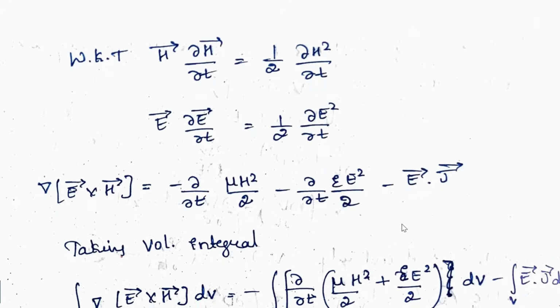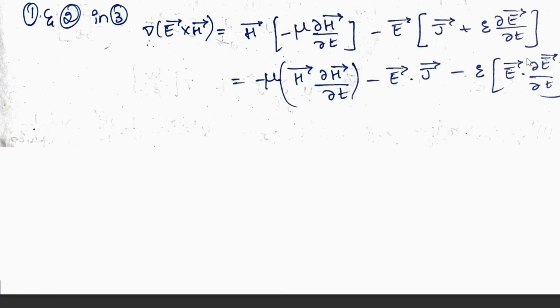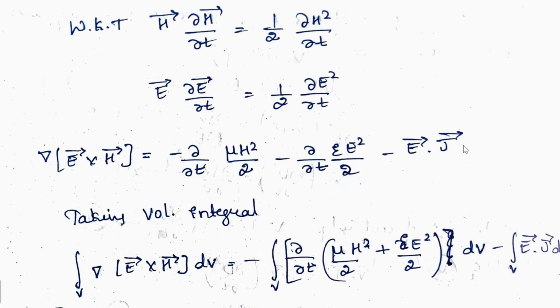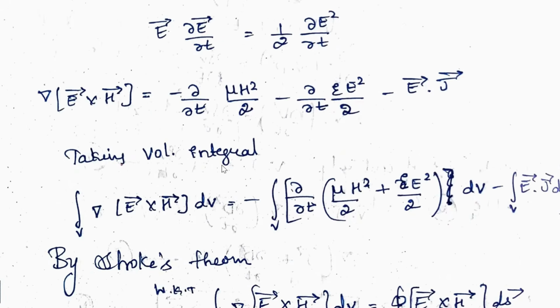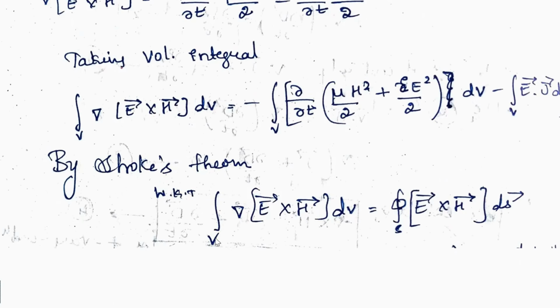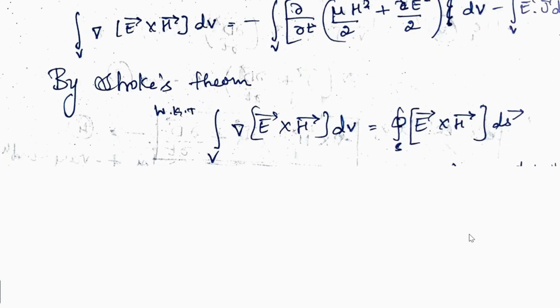We know that H vector dot dou H vector by dou t is half dou H squared divided by dou t. This is a standard formula you need to know to write this. And for this part, you have to learn these two equations to write this. Then substitute that, and you will get this equation. Take the volume integral on both sides. So taking the volume integral on both sides, what do we get? We get this equation. By the divergence theorem, we know that the volume integral of del dot E vector cross H vector dou V is equal to the surface integral of E vector cross H vector dot ds. So we arrive at the Poynting theorem final equation.